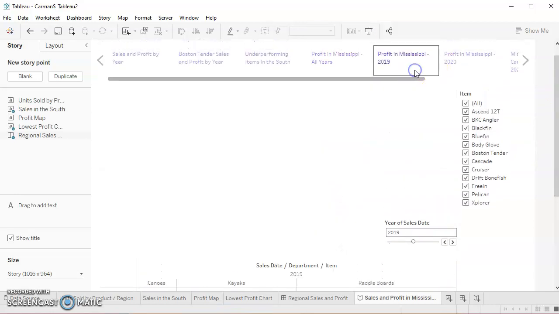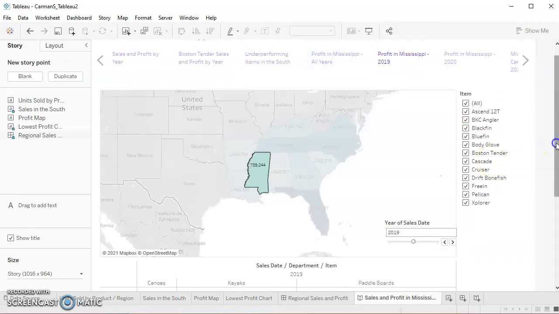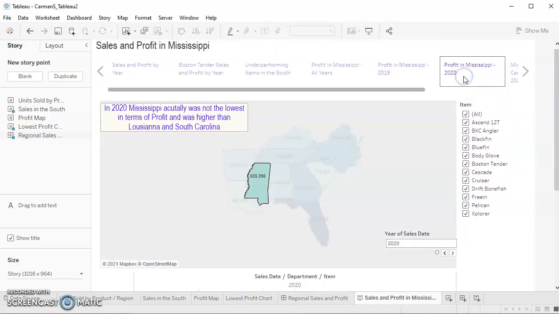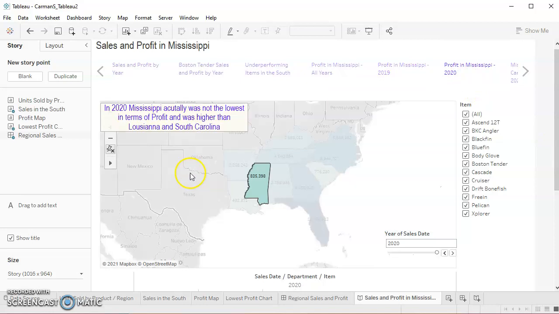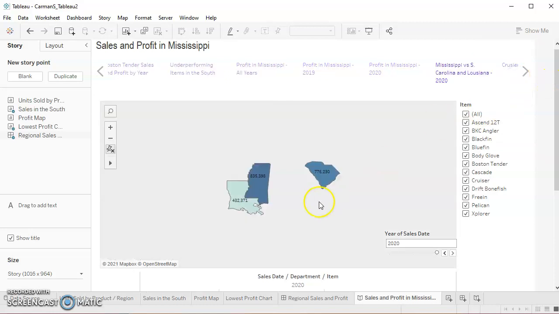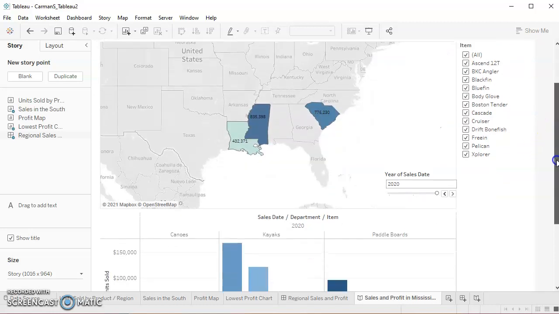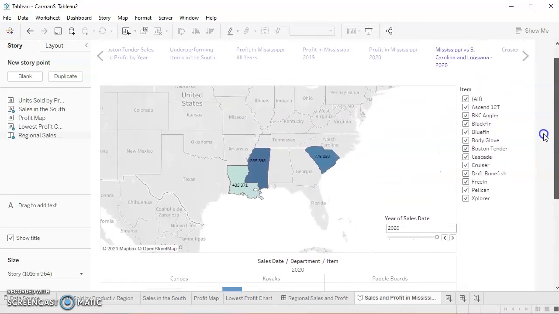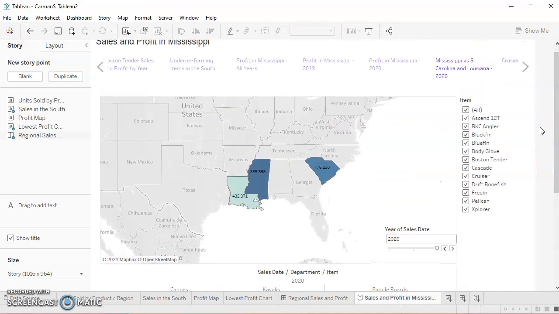But when you look at 2019, some things change. And then in 2020, which I thought was fascinating, even though Mississippi was really low, it was not in fact the lowest, which goes to the other two states, which I examined in the next story, Louisiana and South Carolina, having lower numbers. So that shows that even though Mississippi didn't do well, it was not the worst in 2020.